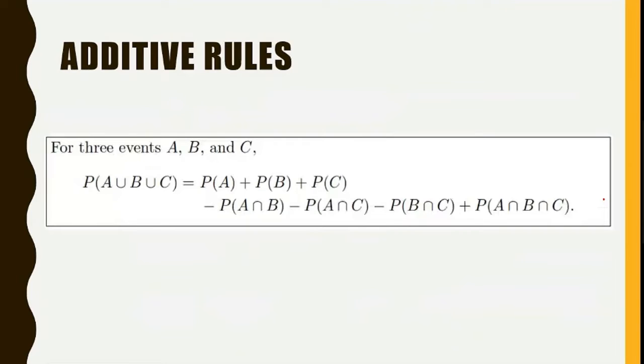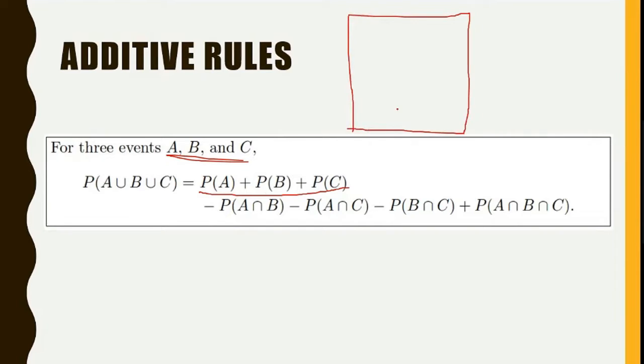We also have this definition for three events. As you can see here, the probability of their union is equal to the sum of each of the probabilities of the events, minus the probability of the intersections of each of the pairs, plus the probability of the intersection of the three.